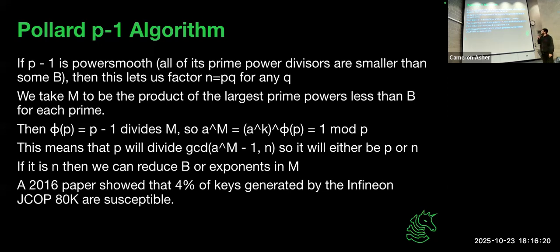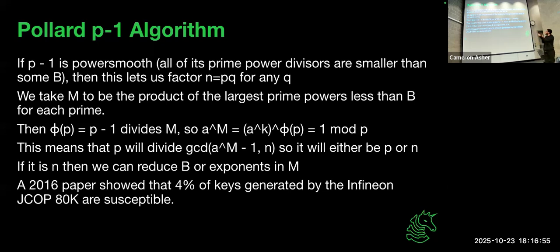So we take M to be the product of the largest prime powers less than B for every prime. For example, if B equals 10, then we'll take 8, because it's the largest power of 2, and then 9, 5, and 7. If you take M to be the product of all of them, then P minus 1 will divide M, because we assume that P minus 1 and all of its divisors will be included in that multiplication.